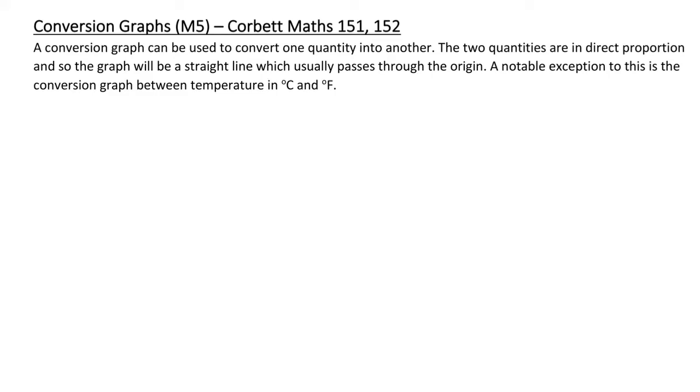Conversion graphs. A conversion graph can be used to convert one quantity into another. The two quantities are in direct proportion, and so the graph will be a straight line, which will usually pass through the origin. A notable exception to this is the conversion graph between Celsius and Fahrenheit.